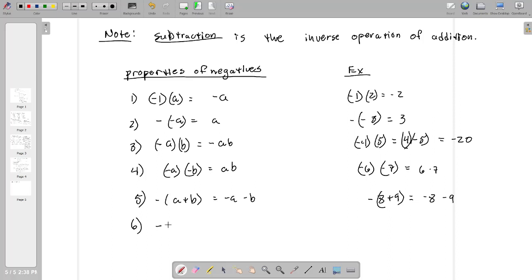Number 6: negative (a minus b) is equal to negative a plus b. Whenever we have a negative out front, you want to think of it as a negative 1. And it distributes to each of these. Now we talked about the distributive property earlier. So we would distribute this in to both, get a negative 8 and a negative 9. Similar here, we get a negative a and we already have a negative b, so we would get a negative negative b, which gives us a positive b. So negative 2, plus 3.